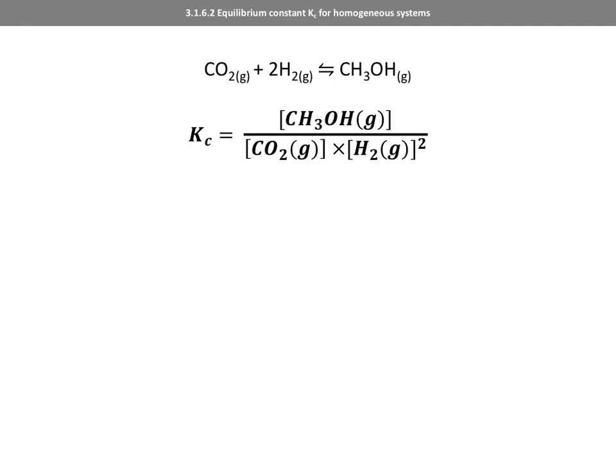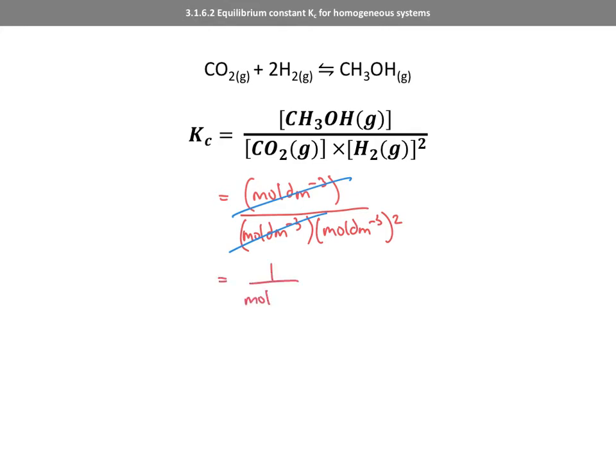Here's another example. We're just going to work out the units for this to see if there's any difference. So if we just write the moles per decimeter cubed, that's the methanol at the top, and underneath we've got the carbon dioxide, and there's just one of those. And then we have got hydrogen, and that is squared. So now we try to simplify it, so we can cancel out those two. So we're left with 1 over moles dm minus 3, all squared.